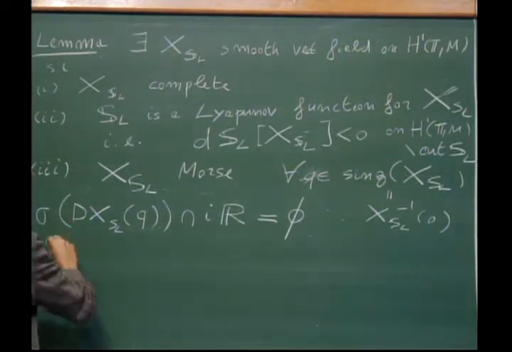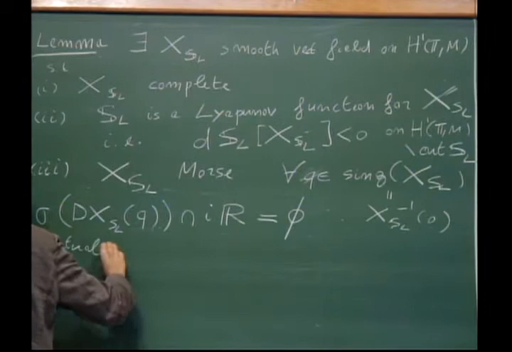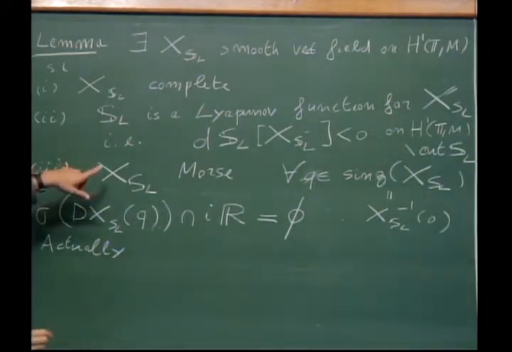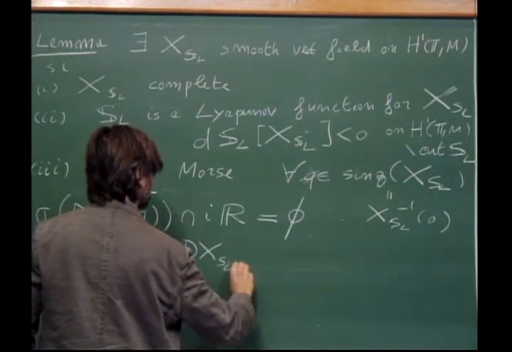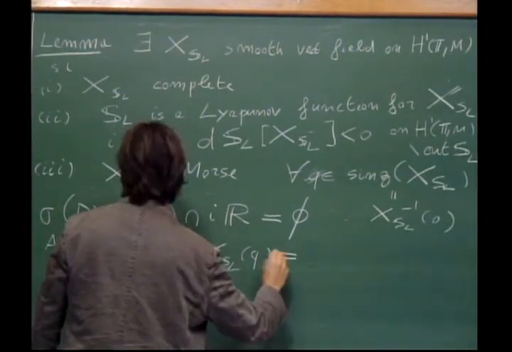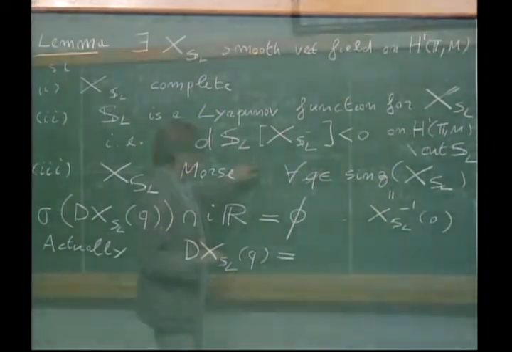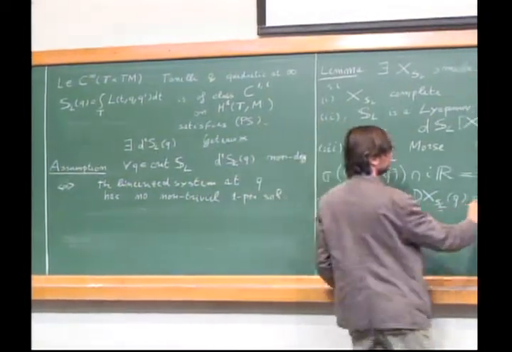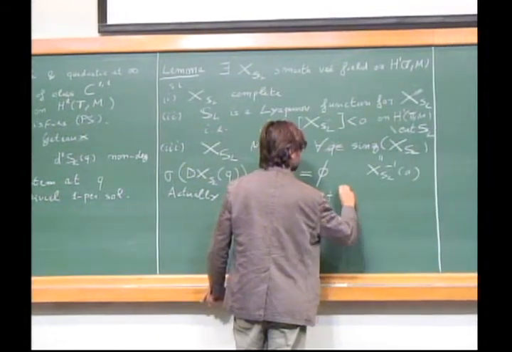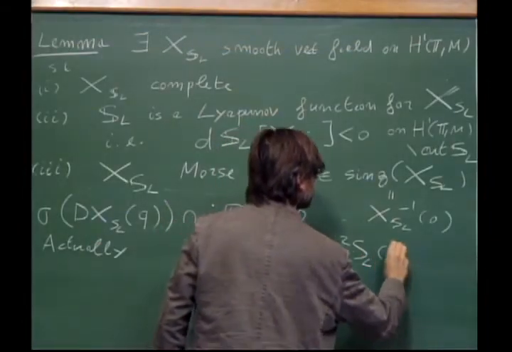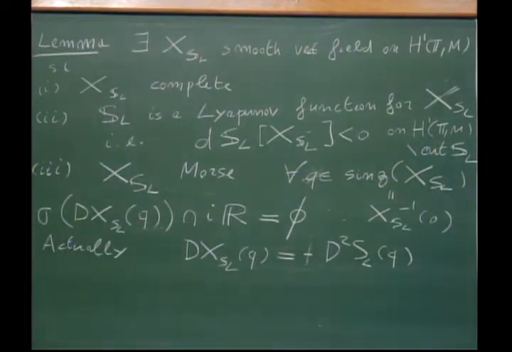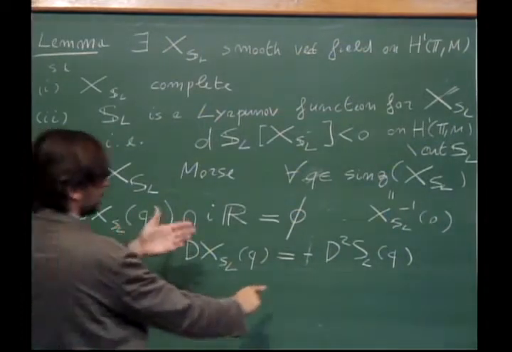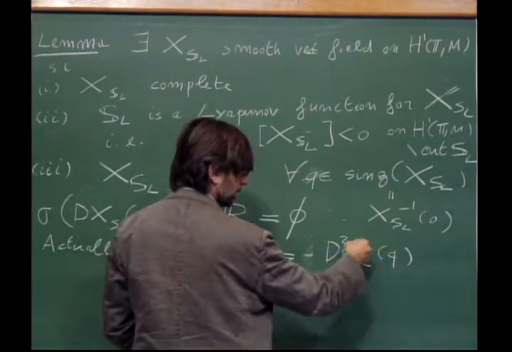Actually, one can choose this differential to be exactly minus the Hessian, minus d squared S_L(q), with respect to some Riemannian metric on this manifold. Okay? And so actually all the eigenvalues are real.